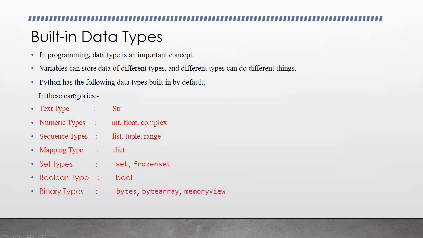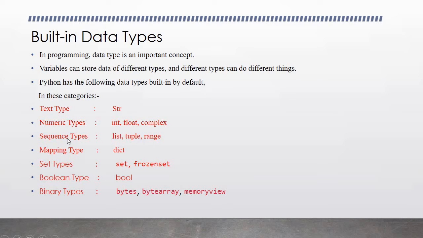In the case of Python, the following set of data types are available. Built-in data types. First one is string type. The string data type is used to represent a set of string values. Numeric type, in which we have int, float, complex.